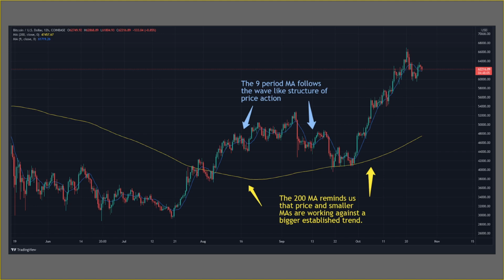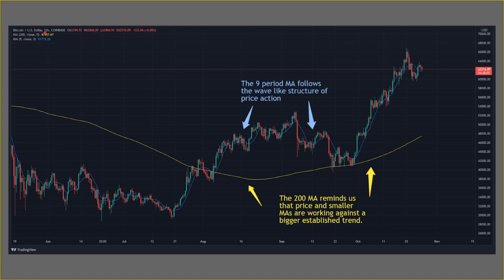So here, this is when we can start to combine moving averages. Here we see a combination of the 9 period moving average, this blue line, and then we have the 200 period moving average in the yellow line. So here we see the 9 period really hugging and staying very close to the overall general price action. The 9 period moving average follows the wave-like structure of the price action, right? It's really copying the pattern of the overall Bitcoin chart.